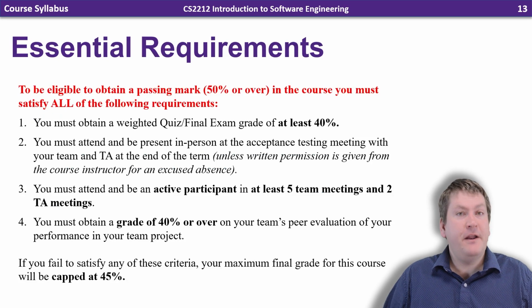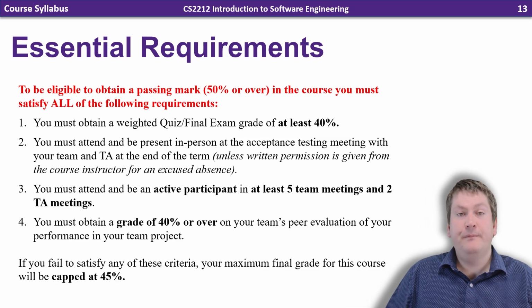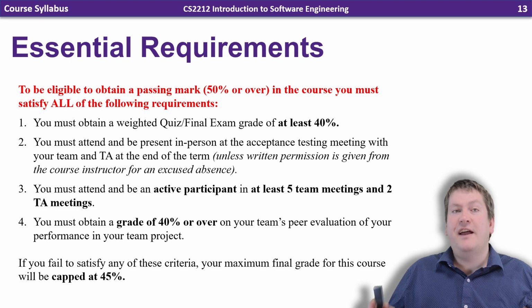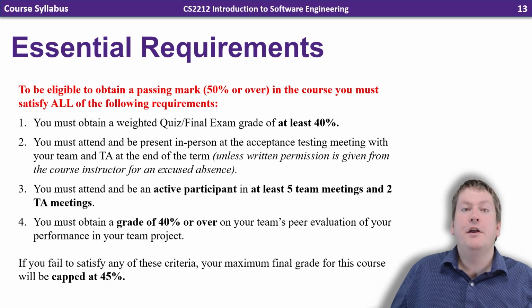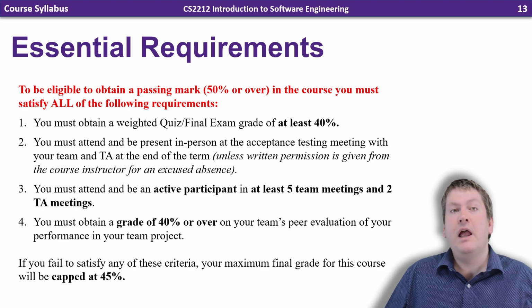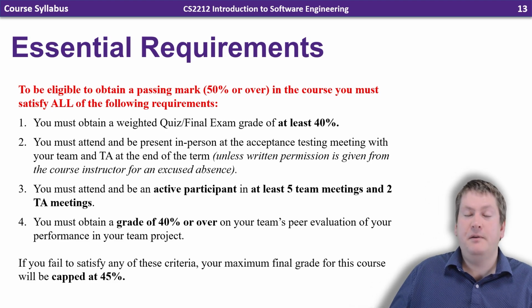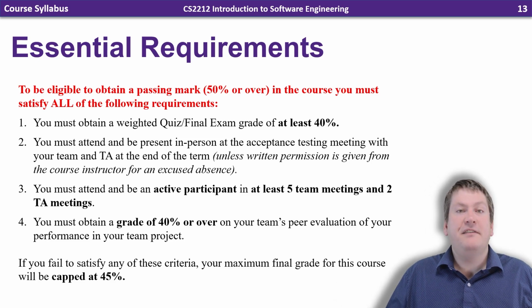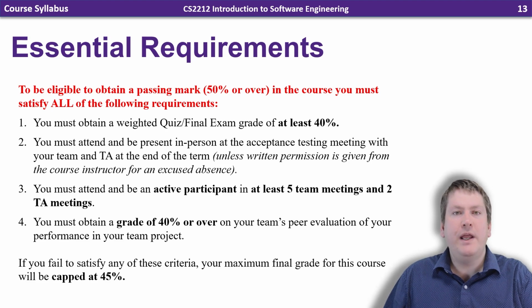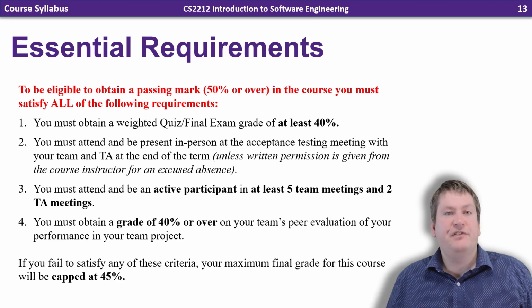Okay, there are some very important essential requirements we should talk about. These are things you have to complete or satisfy to pass this course. So it doesn't matter what your grade is otherwise. If you don't satisfy every single one of these requirements, you won't pass the course. So please listen up. To be eligible to obtain a passing mark, that's 50% or over in this course, you have to satisfy all of these requirements. Requirement 1 is you have to obtain a weighted quiz/final exam grade of at least 40%. So between all the quiz or final exam elements that you're going to do, averaged together by their weight, you have to have at least 40%.